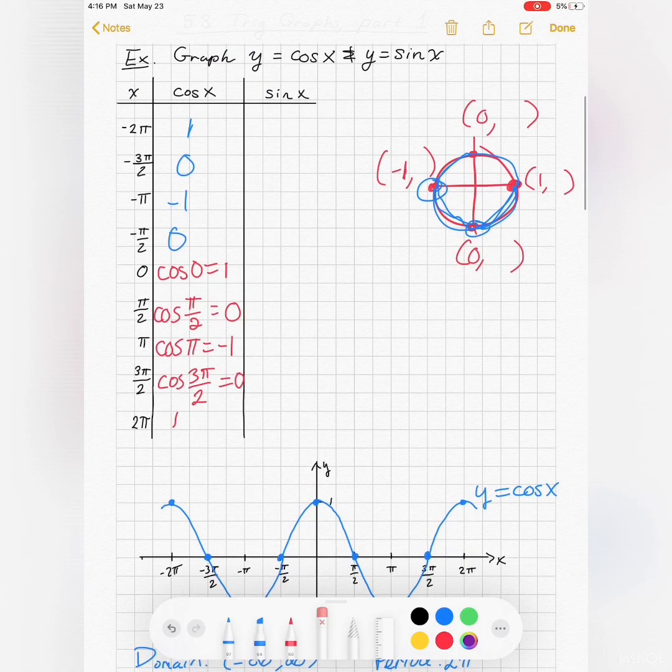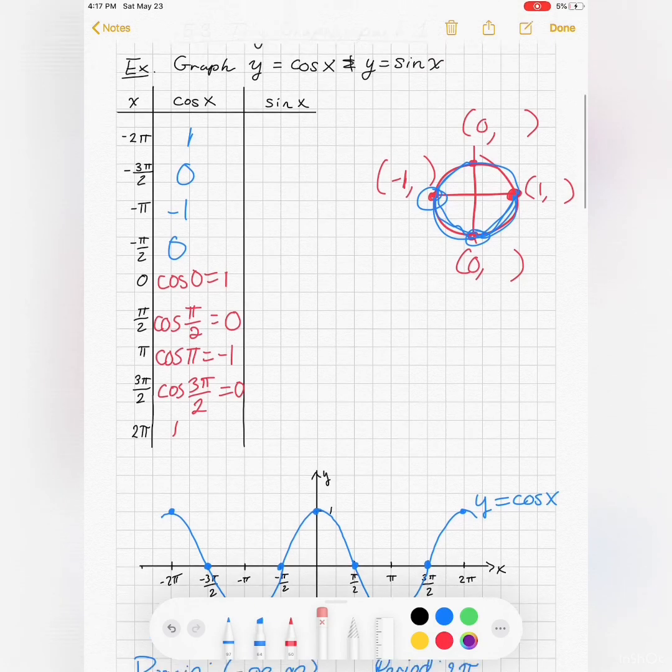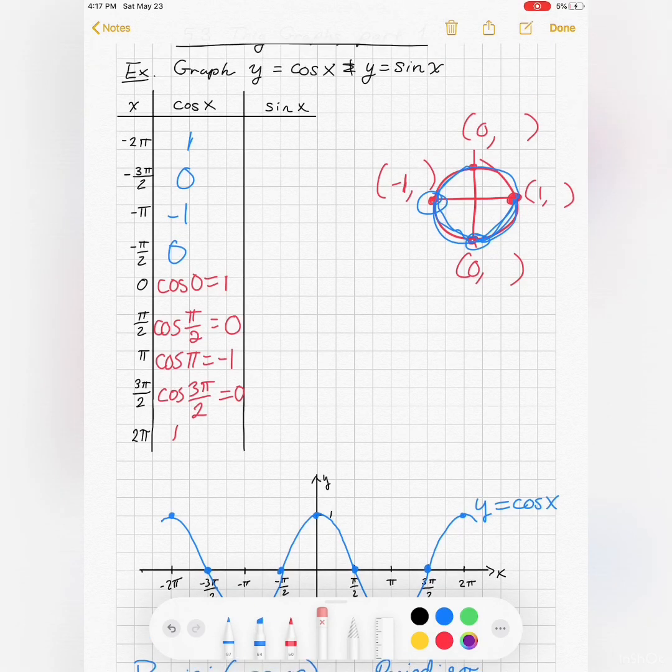Graph for sine of x. Okay, so I haven't done that yet. So let me go back up here to the table and start at 0. What is sine of 0? So now I'm looking at each point, I'm looking at the y value.